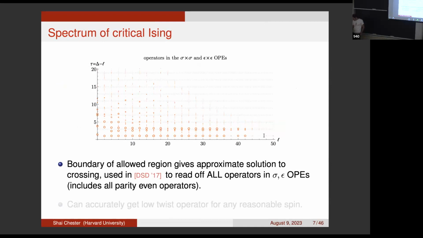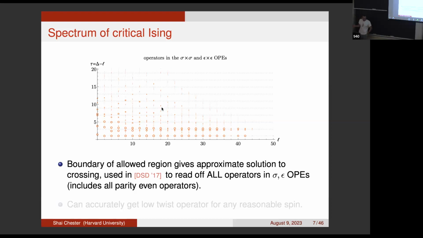The x-axis is spin, the y-axis is twist, which is just dimension minus spin. The size of these circles is how accurately he's been able to estimate these operators. As you see, usually low twist operators you can get pretty accurately, like the lowest few twists. As the twist gets bigger, you need more and more accuracy.